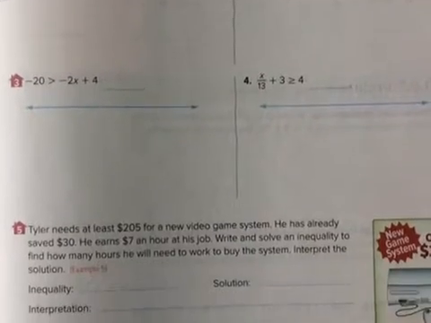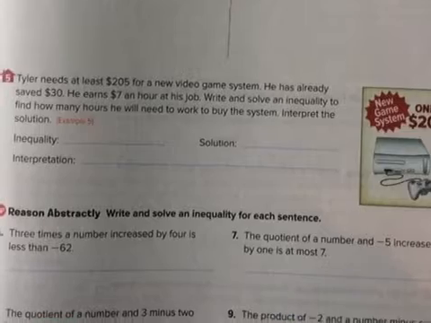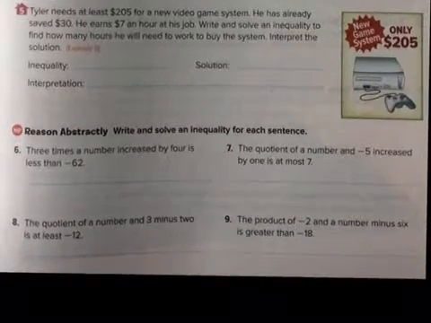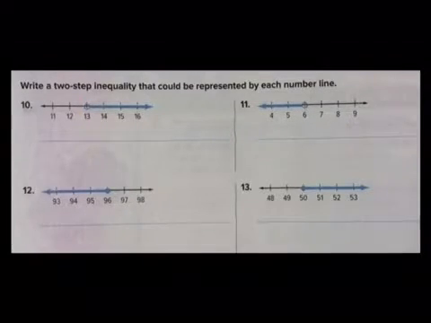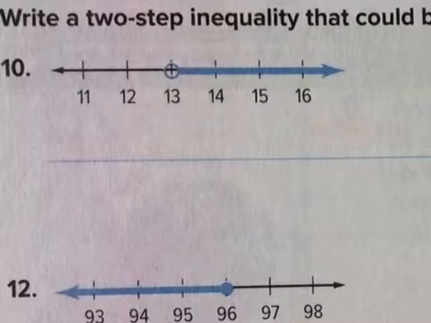Here it is, in case you left your book at class. If you left it in class, please do it in a notebook. For number 10 to 13, we have to now work backwards. It's a bit of an abstract concept. But essentially, if you look here at number 10, what we're saying is that our variable has to be greater than 13. That's all we're saying. It has to be greater than 13.